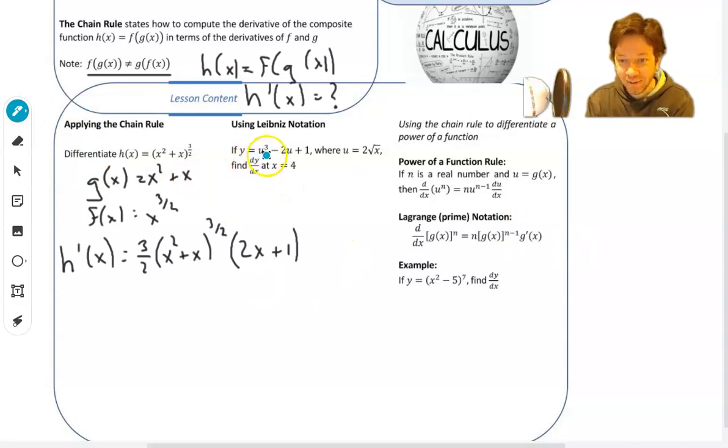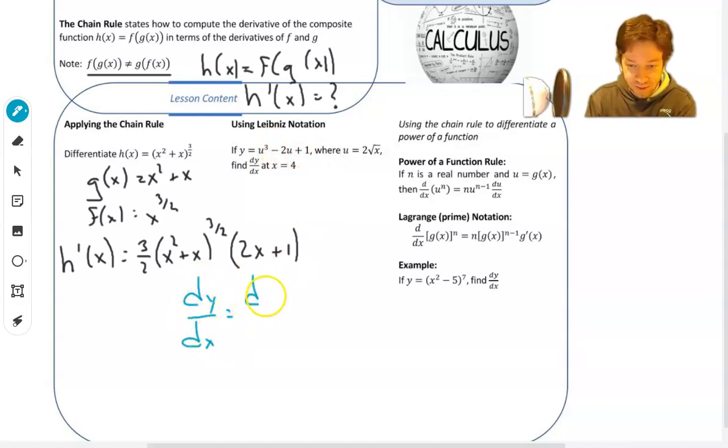Here you have y equals u cubed minus 2u plus 1, and u is 2 root x. So we need to find dy by dx and then solve for that at x equals 4. Well, if y equals u cubed minus 2u plus 1, dy by dx is going to be dy by du times du by dx.